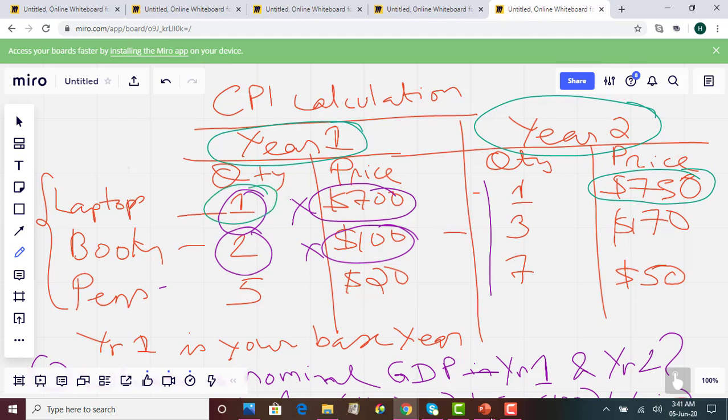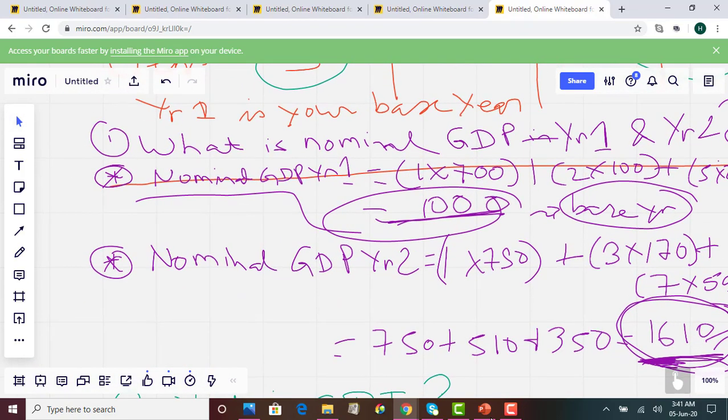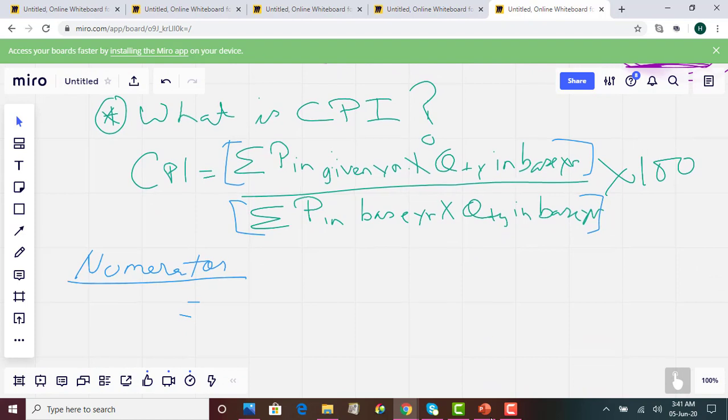Same thing for books. We take the price in the given year times the quantity in the base year. Again, the price in the given year for pens times the quantity in the base year, and then we add these, because that's the summation. That's what we're trying to do, right? So let's go back and calculate the numerator.